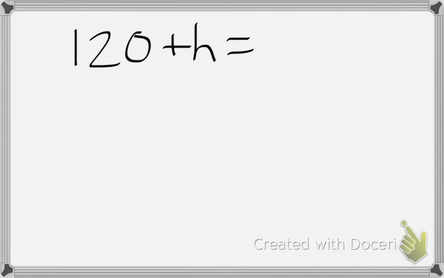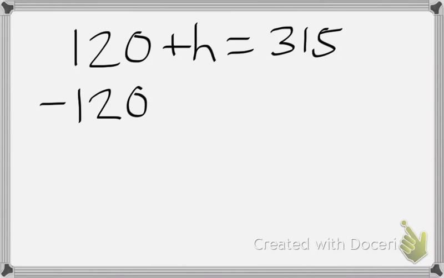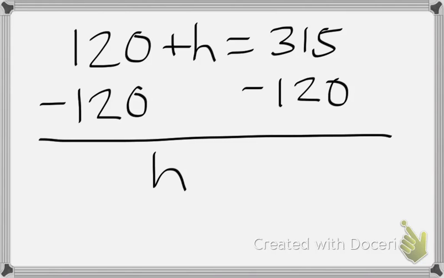So let's look at an addition example. We have 120 plus h is equal to 315. So what we want to do is, just like when we've solved one-step equations, we want to isolate the variable. So we are going to end up subtracting 120 from both sides. When we do that, 120s cancel out.